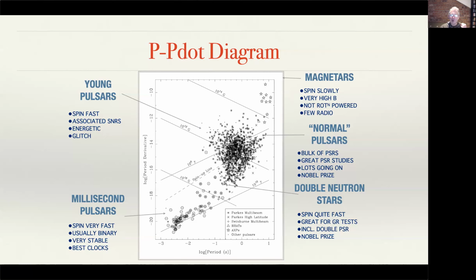And they are not powered by their rotation. Okay, so previously I said that these pulsars are basically magnetic dipoles, and they're slowing down. And what we think happens is that some of that energy is transferred into the radio emission that we see.